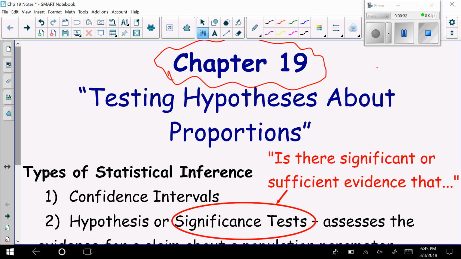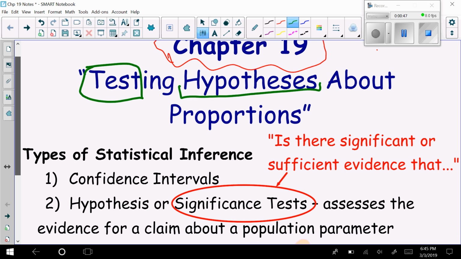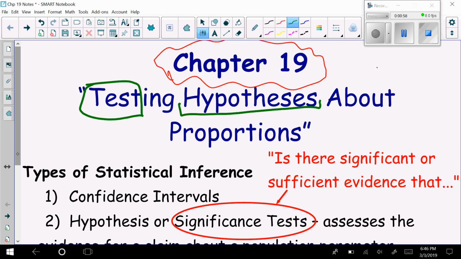Today I'm going to be talking about chapter 19, which gets into the idea of hypothesis and hypothesis testing. We really like to test hypotheses, something that we do all the time. We make a claim in science, and in real life we make some type of claim, and then that claim has to hold up to tests. This is a statistical type of test.